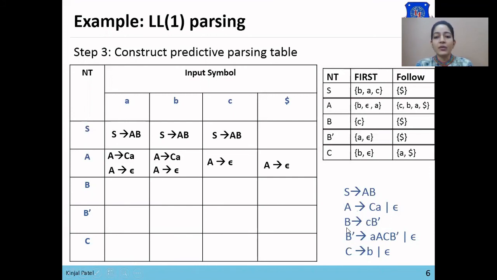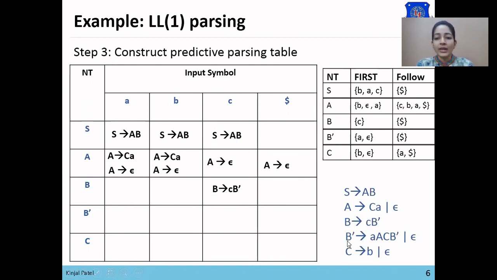Now next we want to make the entry of B derives CB dash. As there is only one alternative at the right hand side of B, the first of CB dash will be the same as first of B. As first of B is C, we will make the entry of B derives CB dash in C, means we'll make the entry of B derives CB dash from B to C. So from B to C, B derives CB dash will be placed.